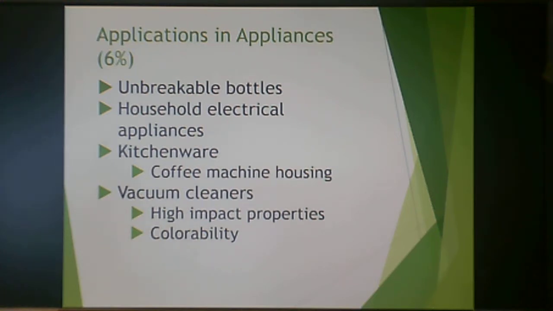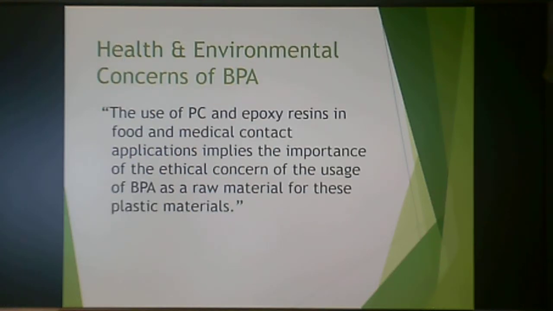Kitchenware is often used in coffee machine housings and on vacuum cleaners, because you can also color polycarbonate very easily. I don't know about you, but I run my vacuum cleaner into various pieces of furniture and walls and baseboards and whatnot all the time. It's a plus to not have that shatter when you run your vacuum cleaner into it.